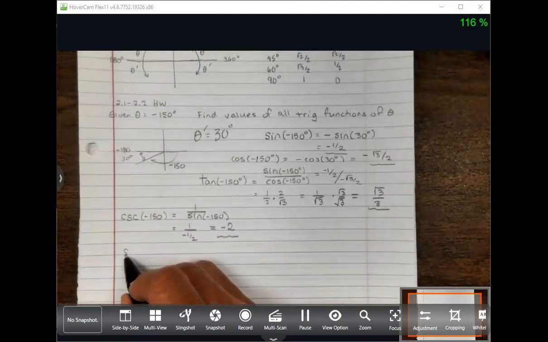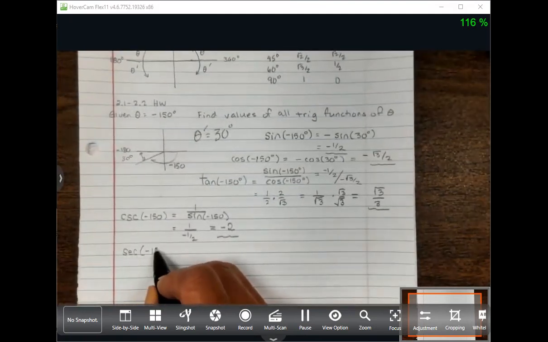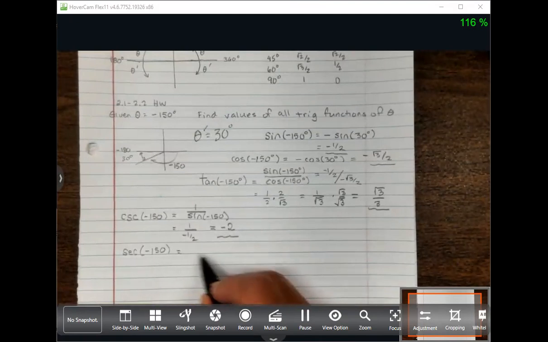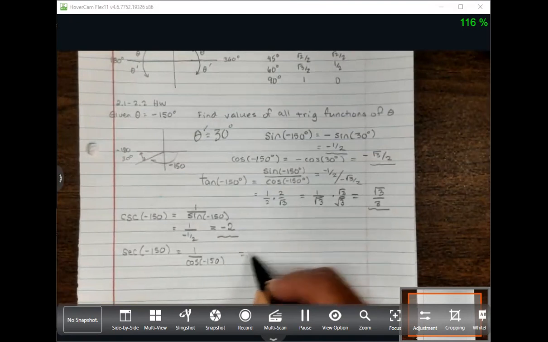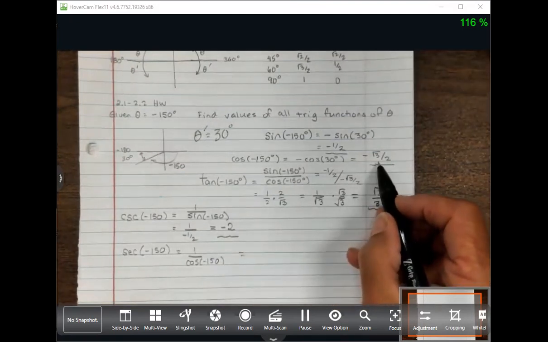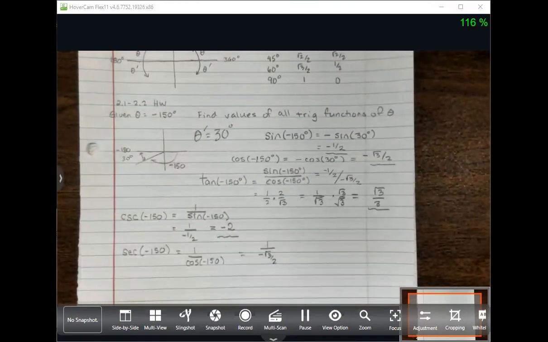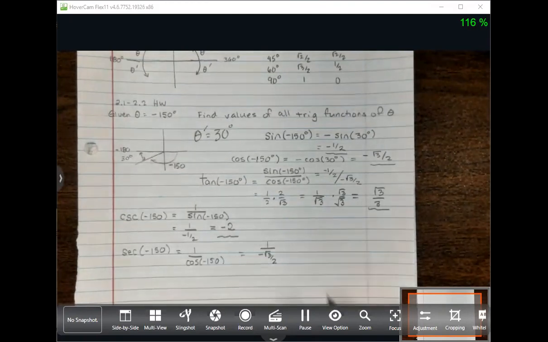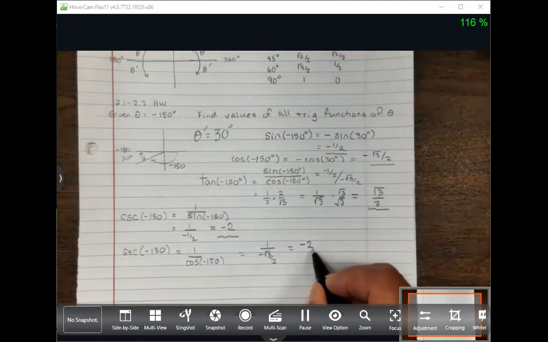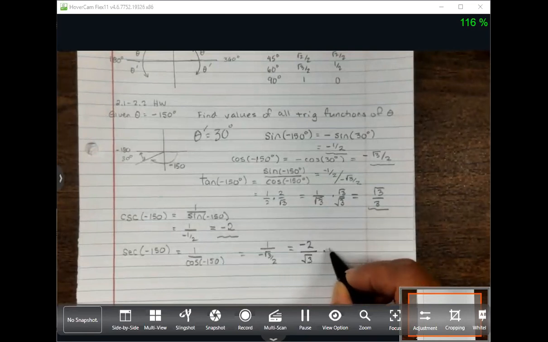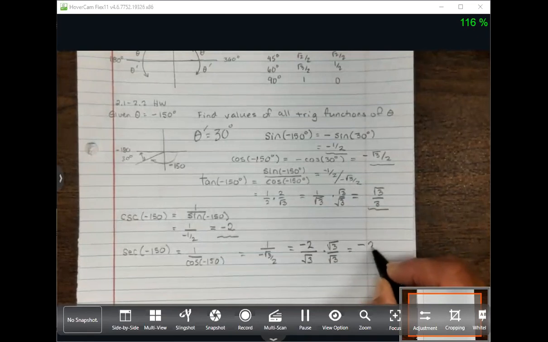Then the secant of negative 150 is 1 over the cosine. The cosine of negative 150 was negative square root of 3 over 2, and when we flip that over, that becomes negative 2 over the square root of 3. And then rationalize the denominators. I believe this problem asked for that. So you get negative 2 square root of 3 over 3.